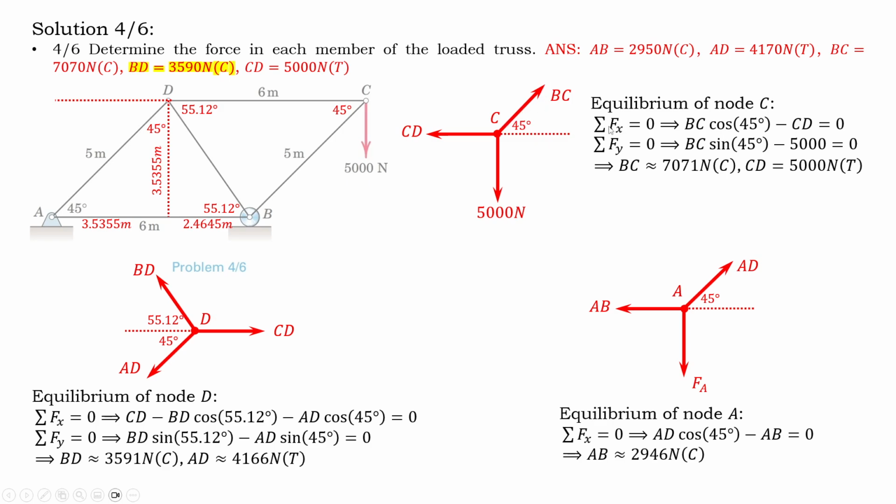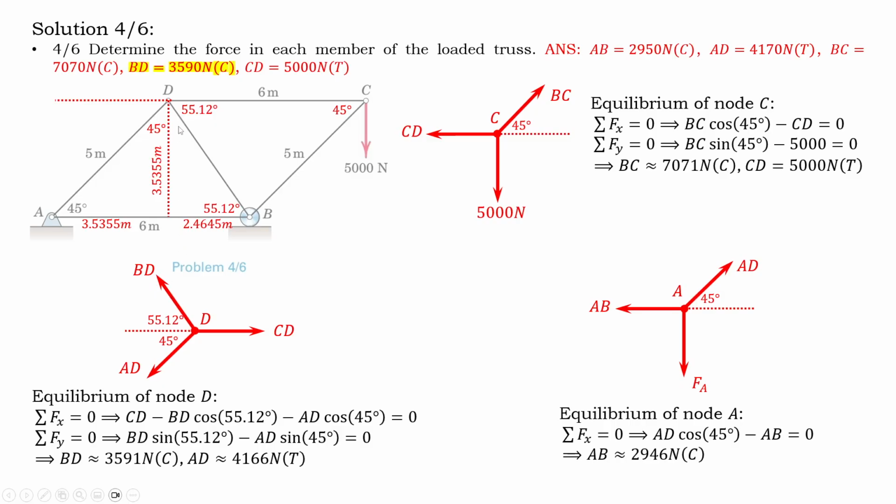And then write down the equations in X and Y. So simple. It is like a 2D problem. So it will be BC cosine 45 minus CD. And in the Y direction, Y is upward, minus 5,000 plus BC sine 45. You find BC and CD with two equations, two unknowns. And now we go to point D. We find CD from these equations, and we go here.